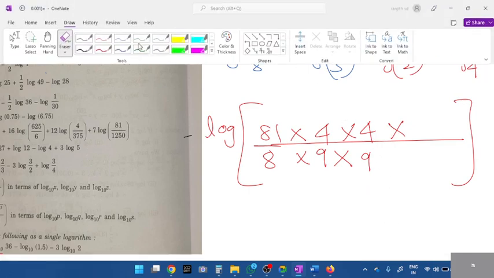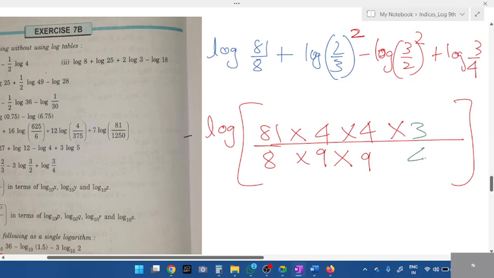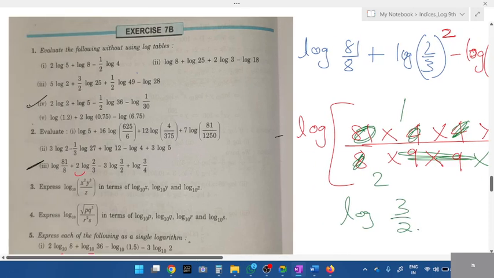No, no, not plus. Not plus. Into 3 by 4 and 4 gets cancelled. Tell me what is 9 nines, students? 9 nines are 81. Right? 4 ones are 4. What's the answer? Log 3 by. What is the main question given? Evaluate. The answer is log 3 by 2.